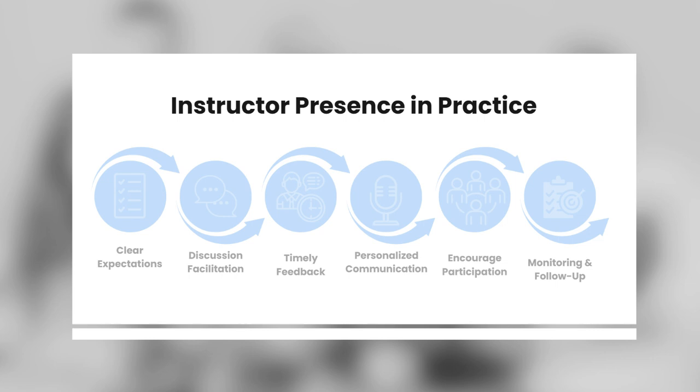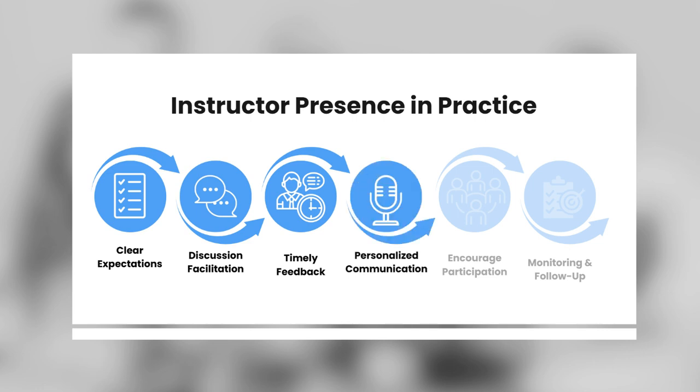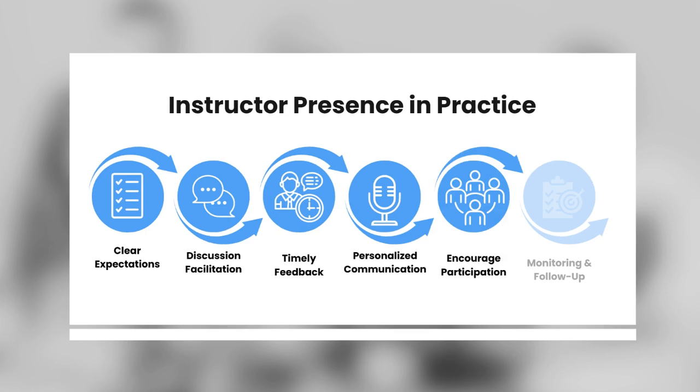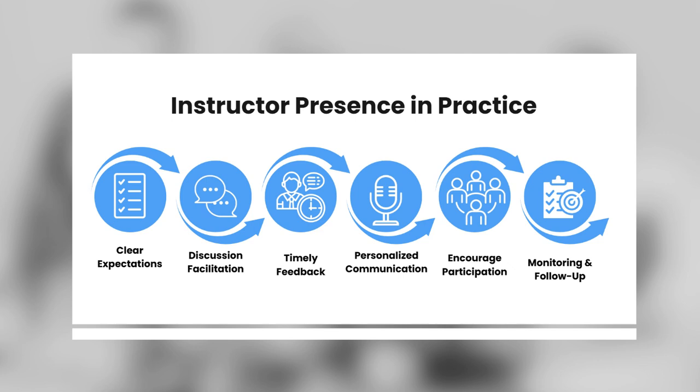So, what does instructor presence actually look like in real teaching? Start with clear expectations: what to do, when, and how to succeed. Use discussion facilitation to keep learning social, not just individual. Provide timely feedback and personalized communication so learners know you are tracking their progress. Then encourage participation and do light monitoring or follow-up, especially when students disappear. This helps ensure instructor presence is consistent over the full length of the course.